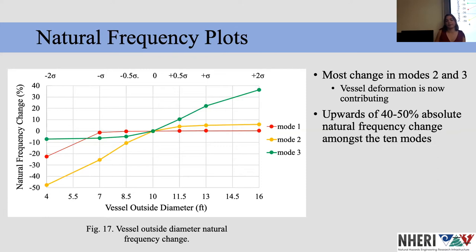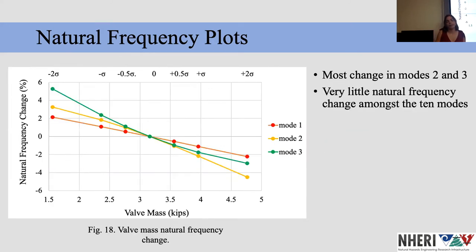The next parameter we looked at was vessel outside diameter. As you increase the vessel diameter, mode three ended up having the most natural frequency change overall, and as you decreased it, mode two had the most natural frequency change. This also makes sense, since modes two and three have that vessel movement contribution, so if you change the vessel diameter, we would see movement from the vessel. This parameter had upwards of almost 50% absolute natural frequency change amongst the 10 nodes that I had plotted originally. And then the last one we'll look at is valve mass.